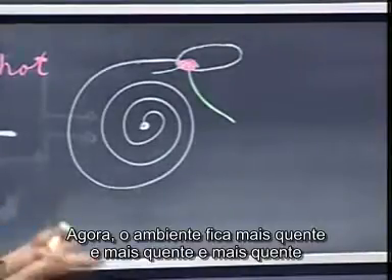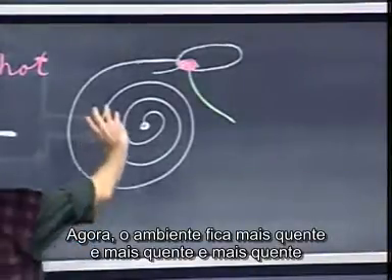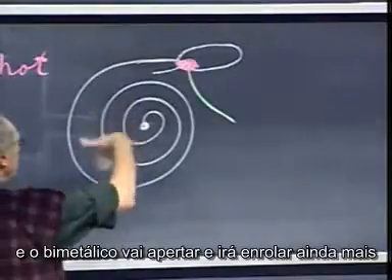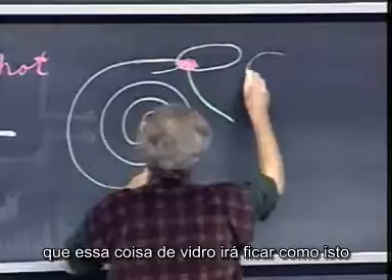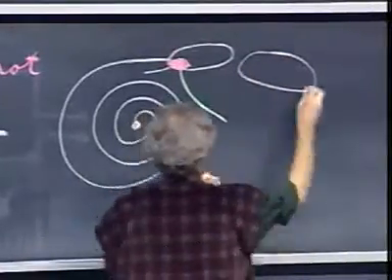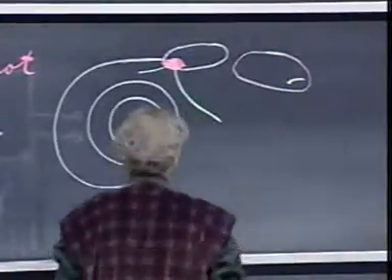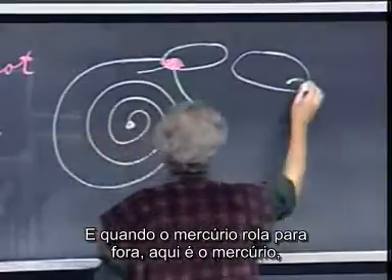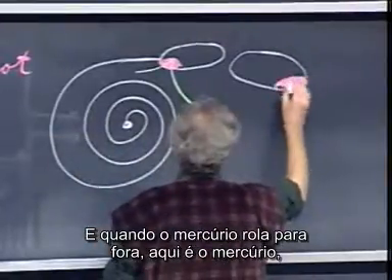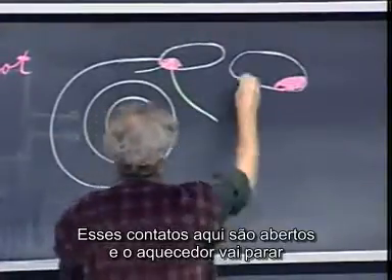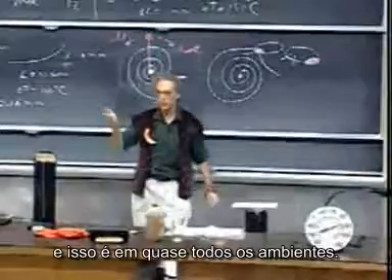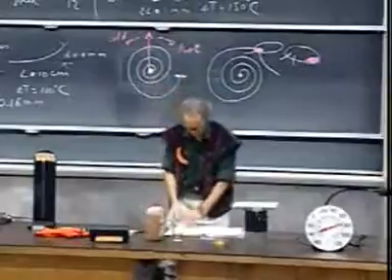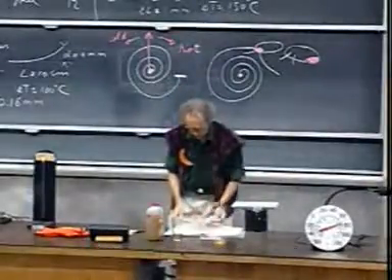Now the room gets warmer and warmer and warmer, and the bimetal will tighten up, will curl even more. And so there comes a time that this glass thing will go like this, and the mercury rolls out. And when the mercury rolls out, here's the mercury, these contacts here are open, and the heater will stop. And that's in almost every room. Very genius device.